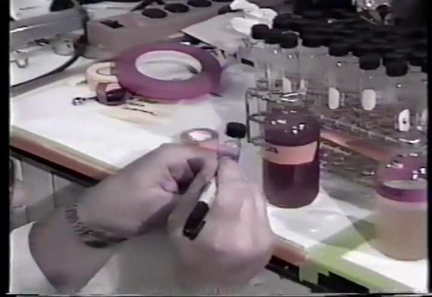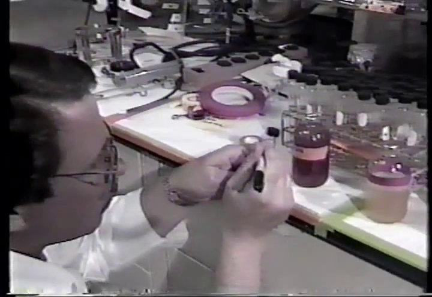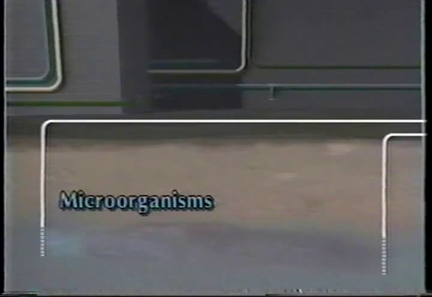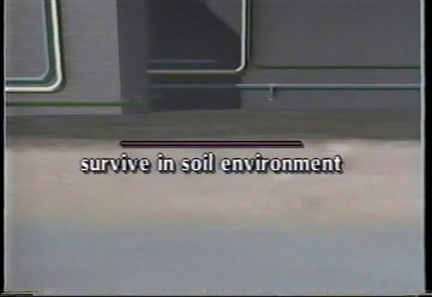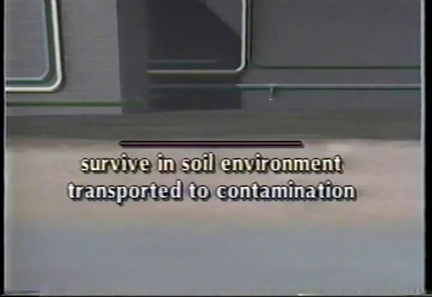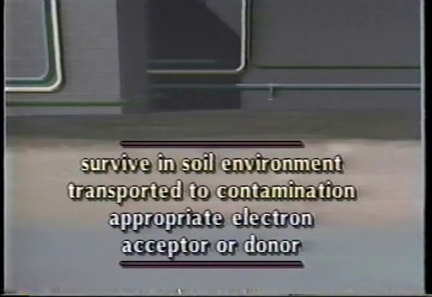By growing microorganisms under near optimal conditions on the surface and injecting them into the contaminated zone, we may be able to increase the number of organisms that have a sufficiently fast reaction pathway. Of course, this only works if the organisms can survive in the soil environment, be efficiently transported to contaminated regions, and an appropriate electron acceptor or donor is available.